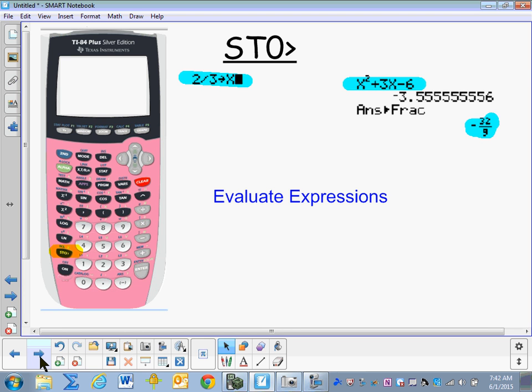If we need to evaluate an expression, we can use the store key. Just hit what you want to replace the variable, in this case x, so I type 2/3 store x, and then I type the expression in, and it substituted the value for me.